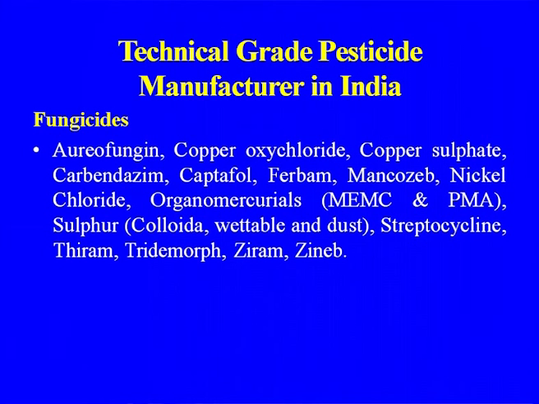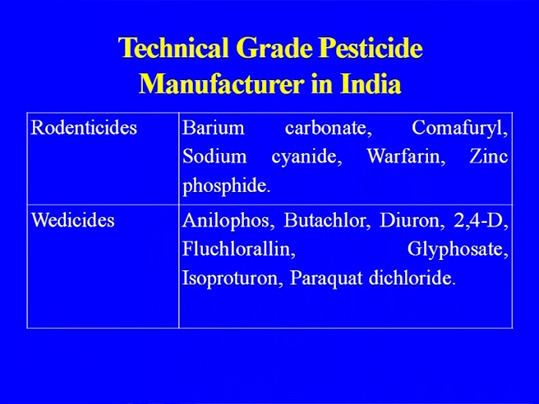Fungicides, these are the list of fungicides that we are using: aerofungin, copper oxychloride, copper sulphate, carbendazim, captafol, fairbomb, mancozeb, nickel chloride, organomolecules, sulfur, stereocycline, therum, tridiamorph, zeram and gene. So this is coming in the category of fungicide. Rodenticides: barium carbonate, comophorol, sodium cyanide, warfarin, zinc phosphide. This is coming in the category of rodenticide.